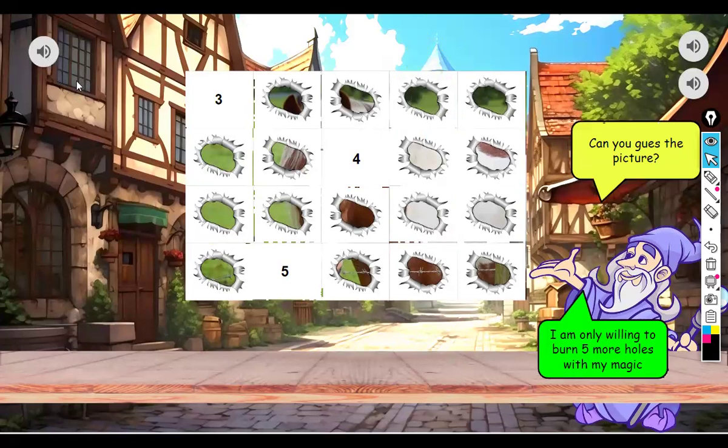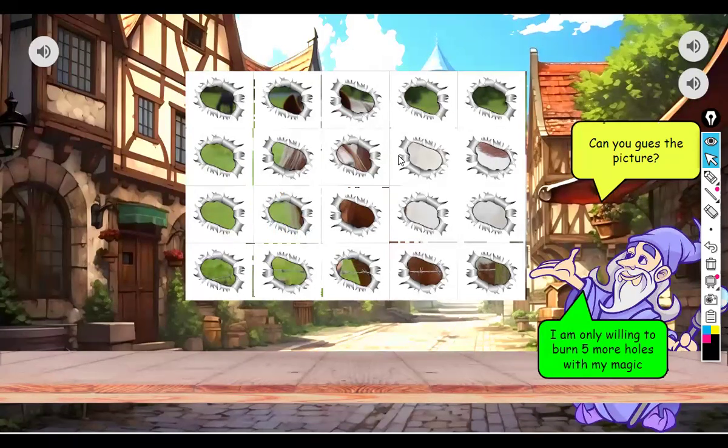All right, I'm removing it. Let's see if we can get it. He's gonna burn holes into this. All right, so remove five extra holes. Sorry. By now, everyone should get it. I thought it would have been harder.